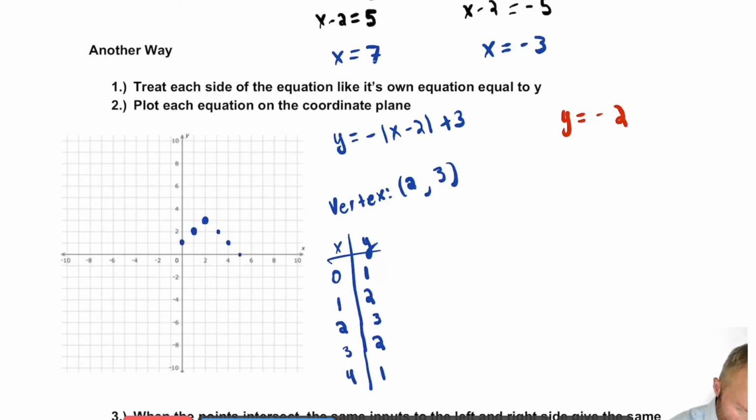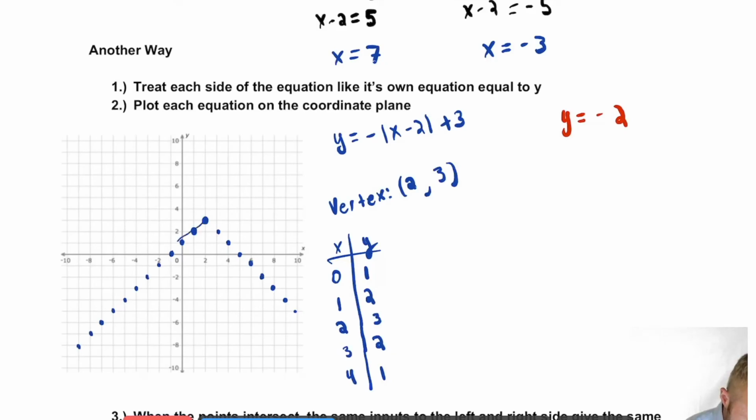Now, if you're doing this by hand, an important thing to do, I'm going to just keep plotting these slope of 1 and negative 1 type points, because I want to make sure that I'm able to see the intersection points on this graph. So I'm drawing this really carefully.